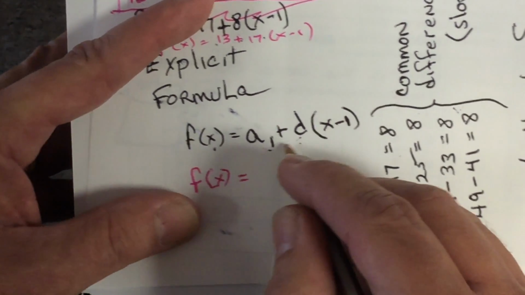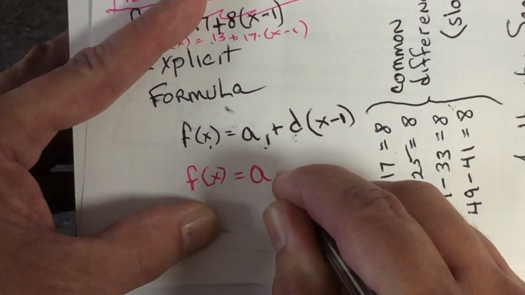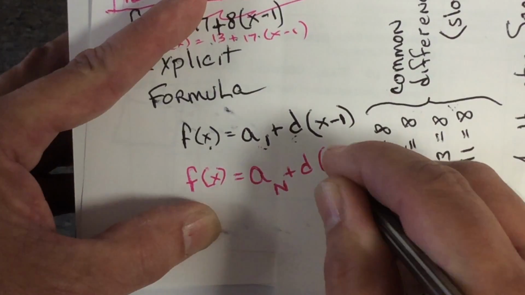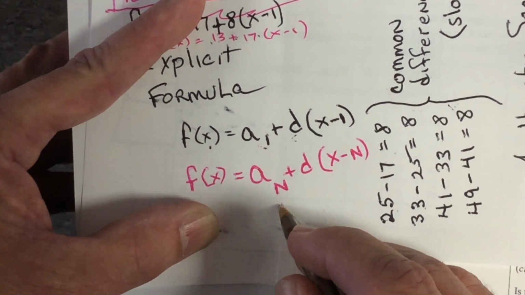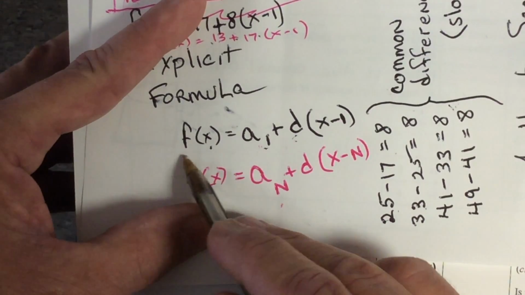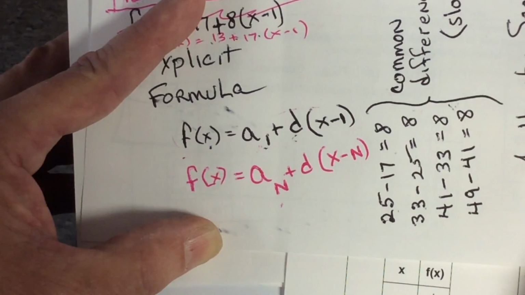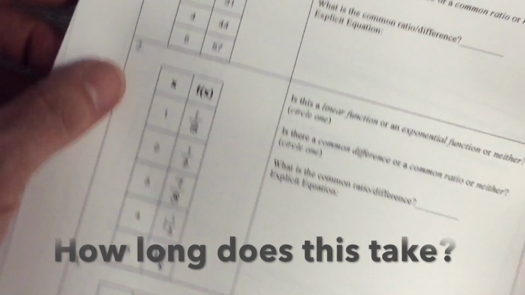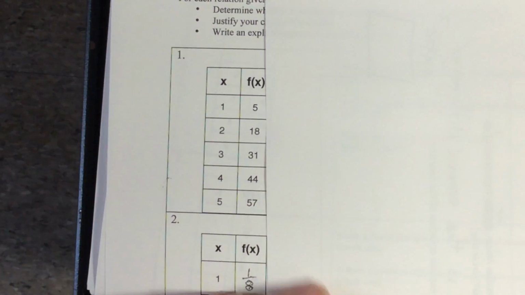You don't have to just pick the first term every time. You could pick any term at all and add the difference times x minus the number of the term you picked. The easiest way to do it, usually if you have the first term, is to do it this way. But this works too. That takes a really long time to explain. How long does it really take to do? Not very long at all. Let's take a look at this.